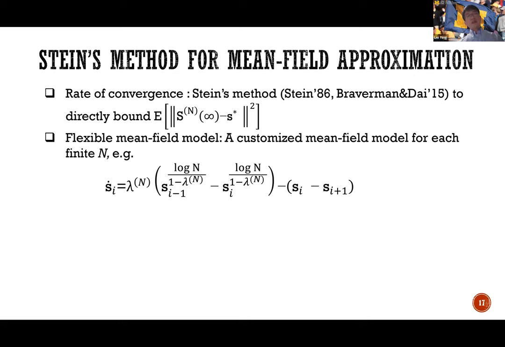So it provides two advantages and overcomes the two issues I mentioned earlier, okay? If we can directly bound the difference between the steady state versus the limit, first of all, we know the rate of convergence, right? Because now I'm directly bounding the difference. So the difference will be a function of n. So I can see how the error decays as n increases. Or for finite n, I will know the exact approximation error, okay? So that's one advantage. It will provide rate of convergence or approximation error.